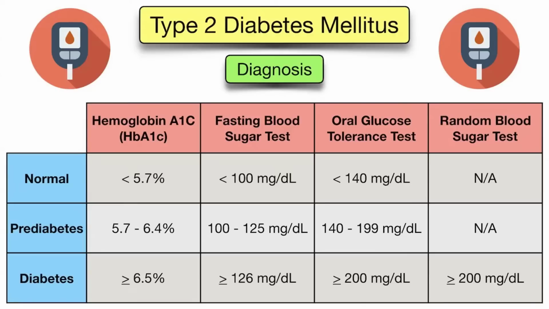So it means that diabetes can also be associated with anemia. It affects red blood cells. So you can measure the amount of glucose bound to hemoglobin, that is glycated hemoglobin. And you can also do a fasting blood sugar test. You can also do an oral glucose tolerance test. And you can also do what you call a random blood sugar test. So these are the types of tests that you can carry out for the diagnosis of type 2 diabetes.